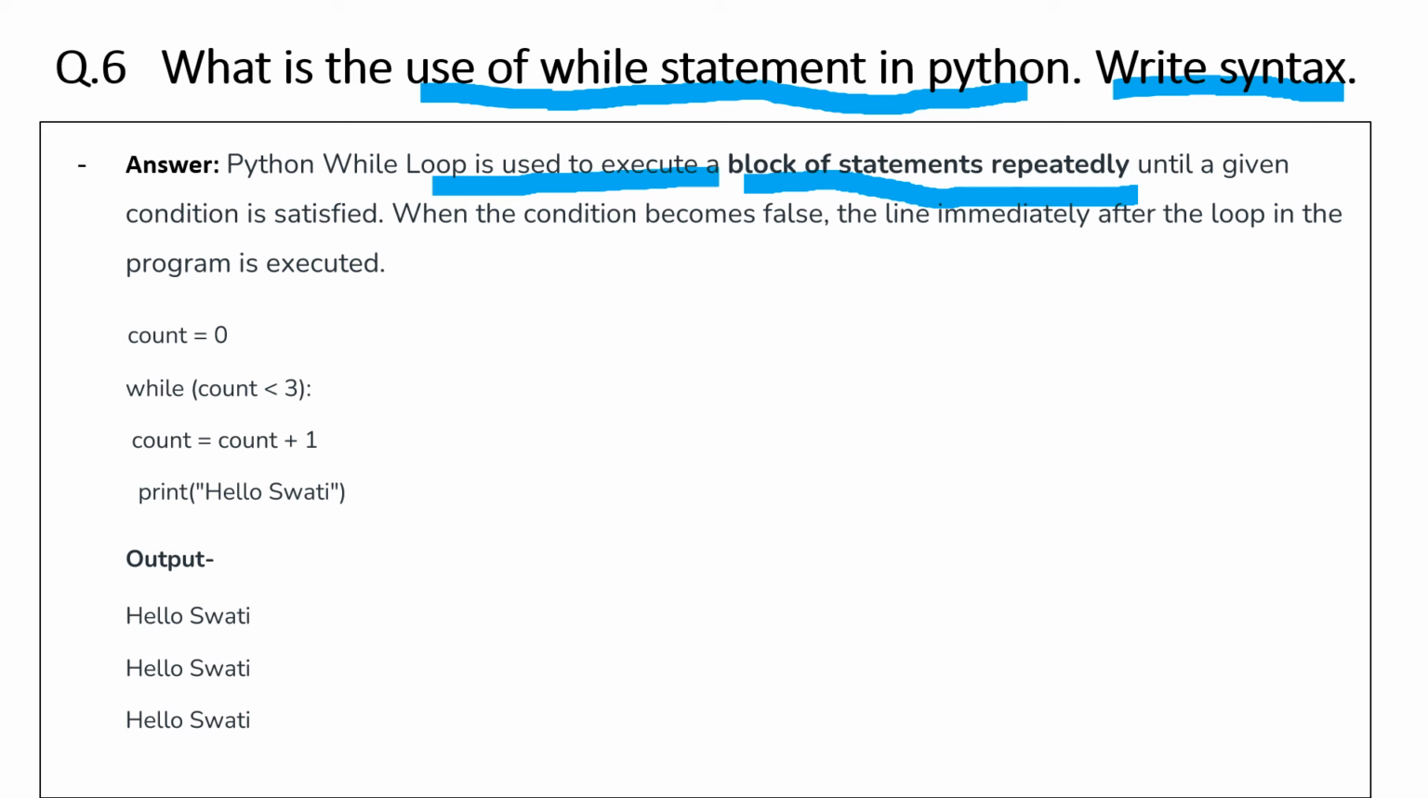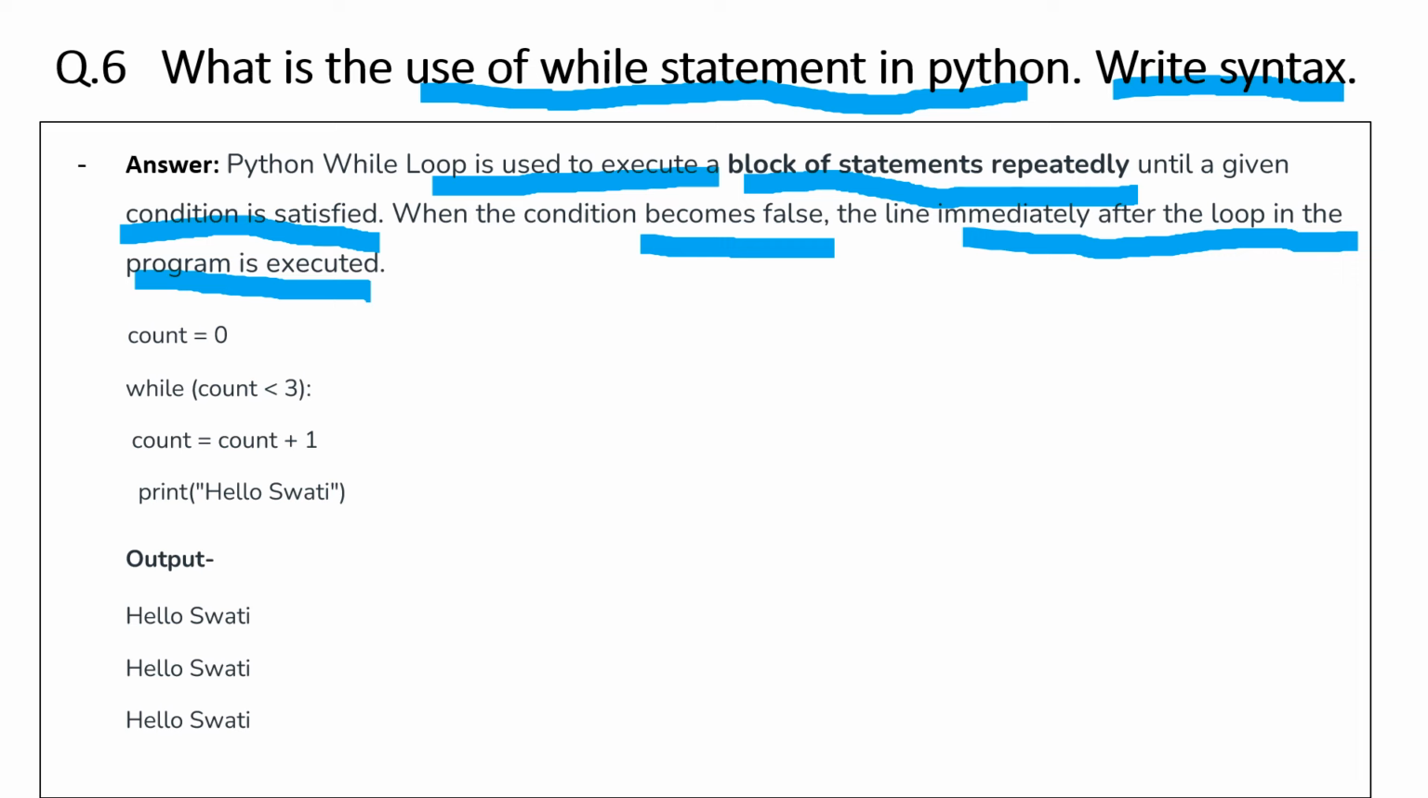When the condition becomes false, the line immediately after the loop in the program is executed. If the condition is false, then whatever you have after the loop, that particular line will be executed. This is an example of the while statement in Python.